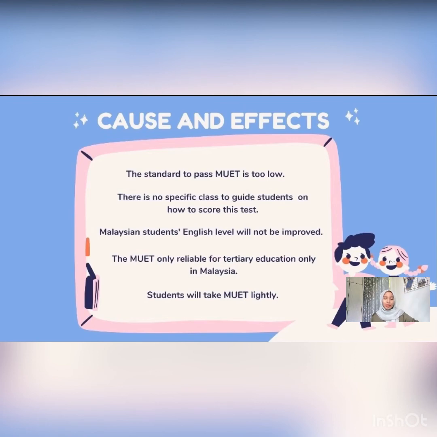The last one is students will take MUET lightly because they just want to meet the bare minimum requirement for national university entry. They know that this test is only applied in Malaysia, and they also realize that this test wouldn't affect their occupation in the future. So it's like, why bother with the examination, right? So I think MUET should be globally recognized so that these causes and effects will not get worse.